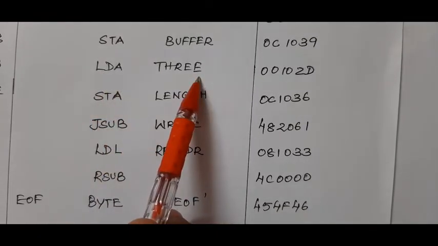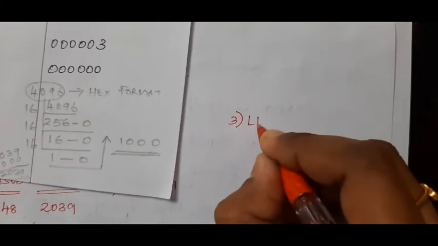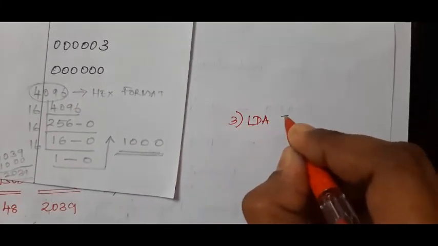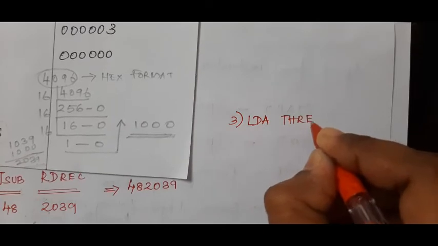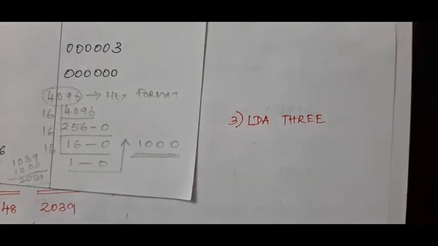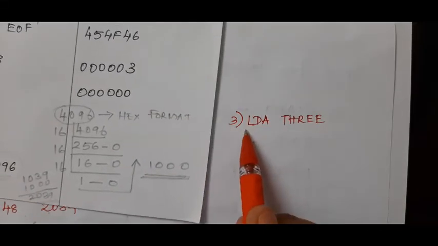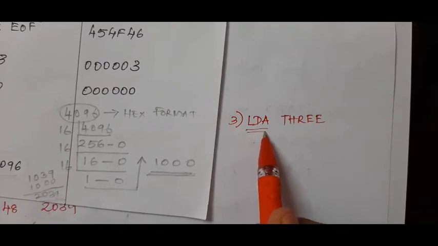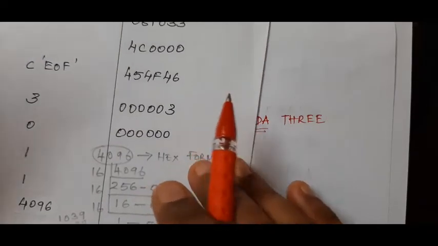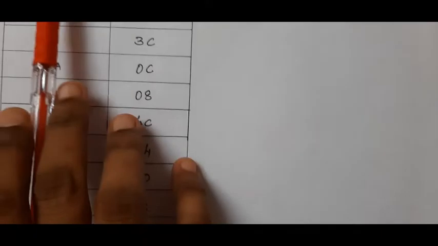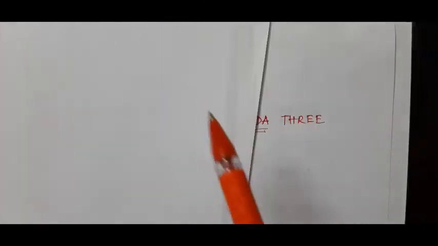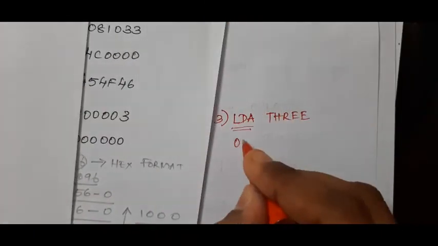LDA 3. Okay, we'll take LDA 3. LDA, what is given? 3. Okay, shall we see? LDA as a mnemonic or an opcode, the value of the code could be what? LDA, load accumulator, 00. Okay, so we'll write 00.